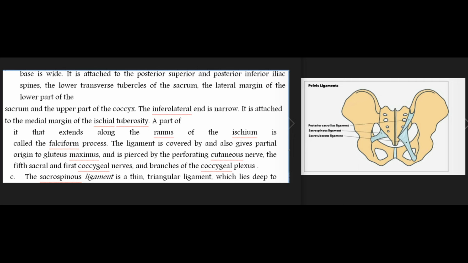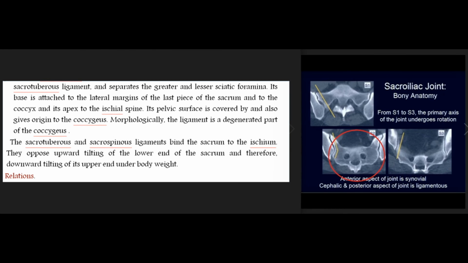C. The sacrospinous ligament is a thin, triangular ligament, which lies deep to the sacrotuberous ligament, and separates the greater and lesser sciatic foramina. Its base is attached to the lateral margins of the last piece of the sacrum and to the coccyx, and its apex to the ischial spine. Its pelvic surface is covered by and also gives origin to the coccygeus. Morphologically, the ligament is a degenerated part of the coccygeus.